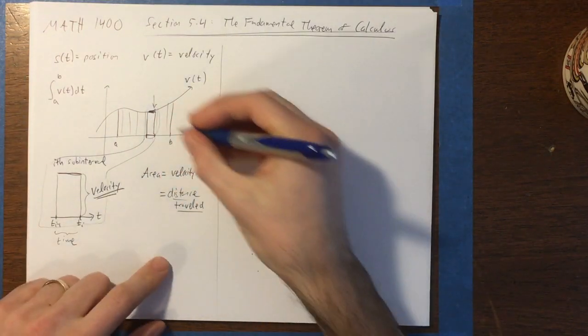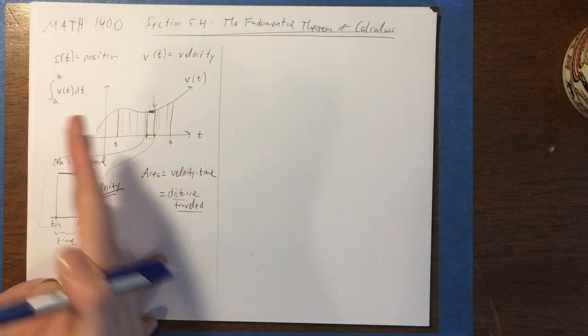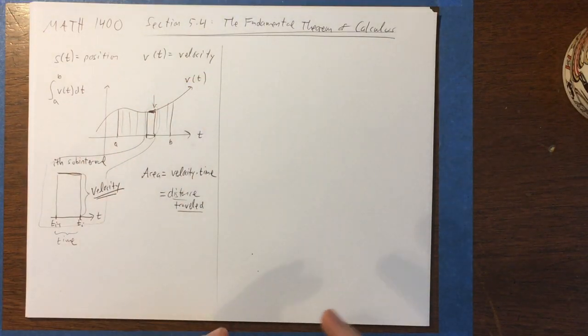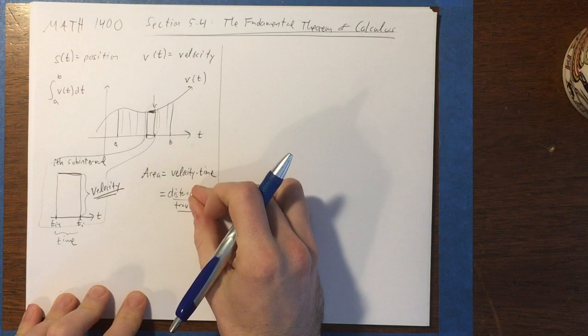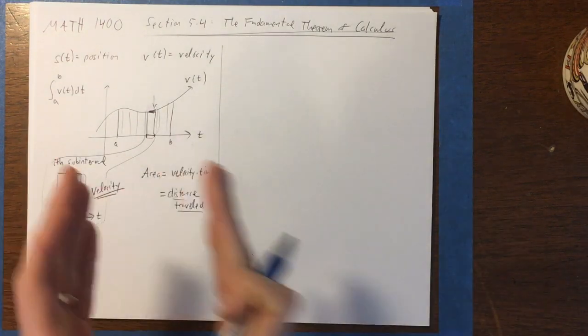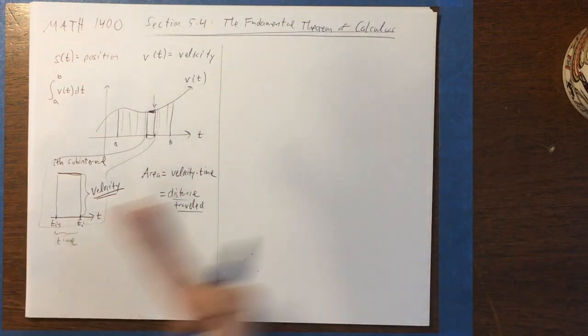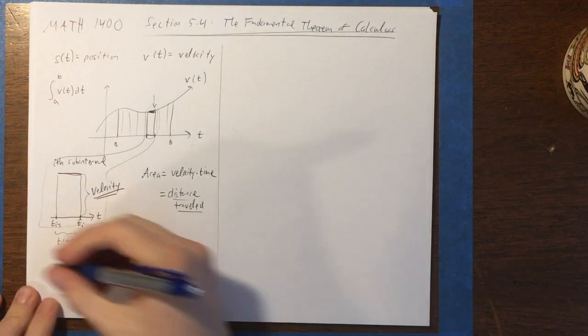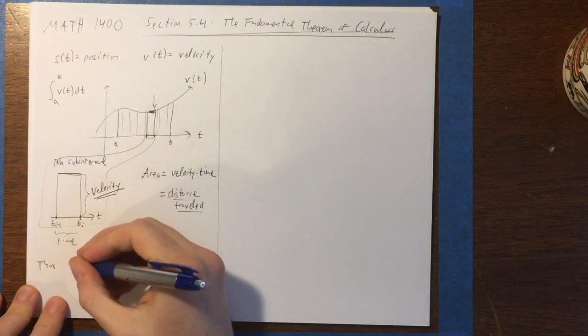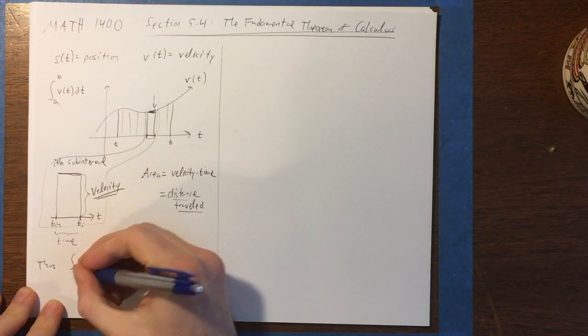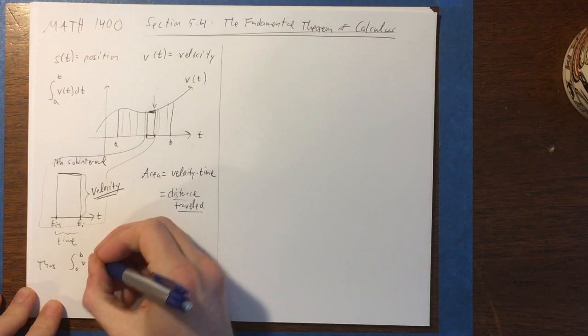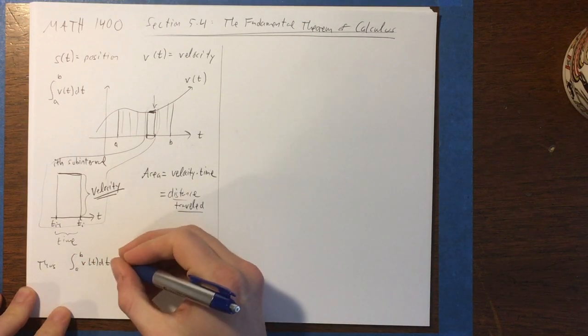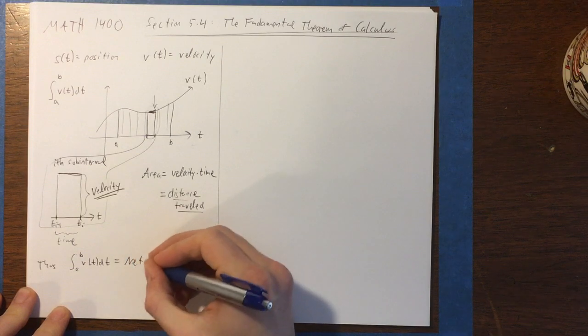So what we're getting is we're adding up all these areas. We're adding up all these little values that basically represent the distance traveled. So we're adding up all these little short distances to get a total distance traveled. So what we're seeing here is that the integral from a to b of v of t with respect to t is going to be the net distance traveled.